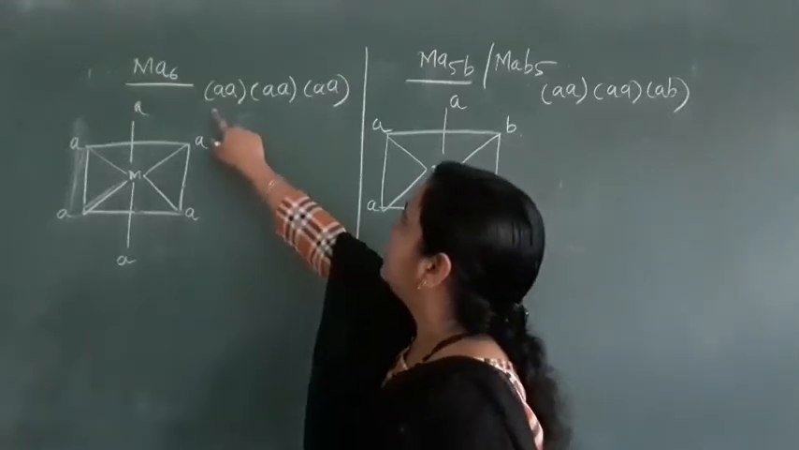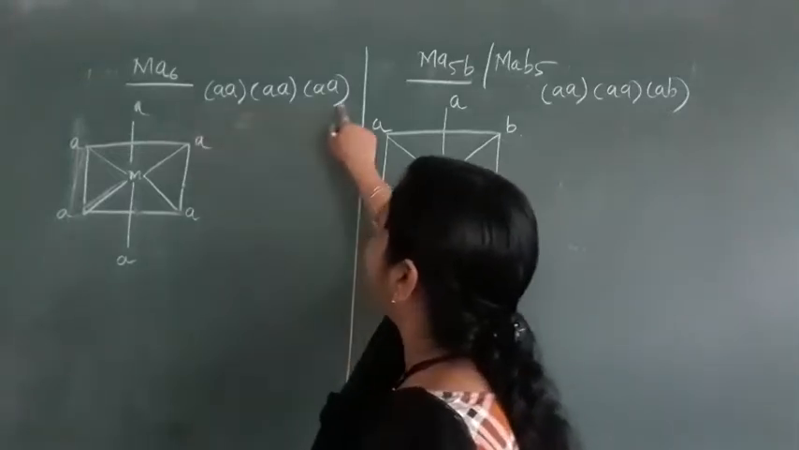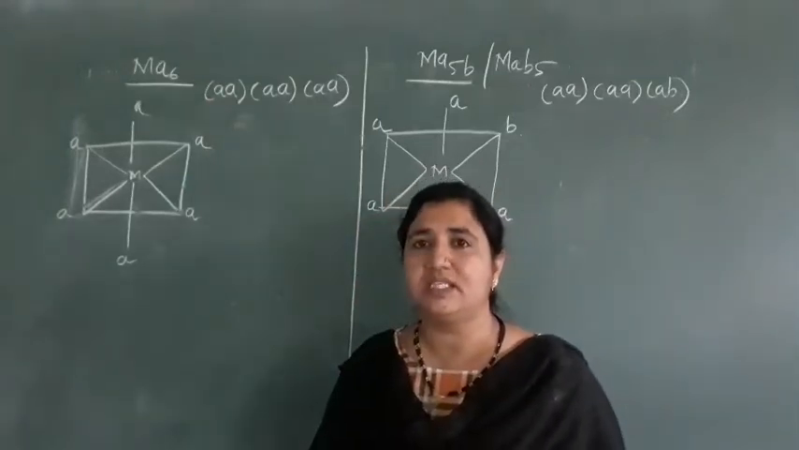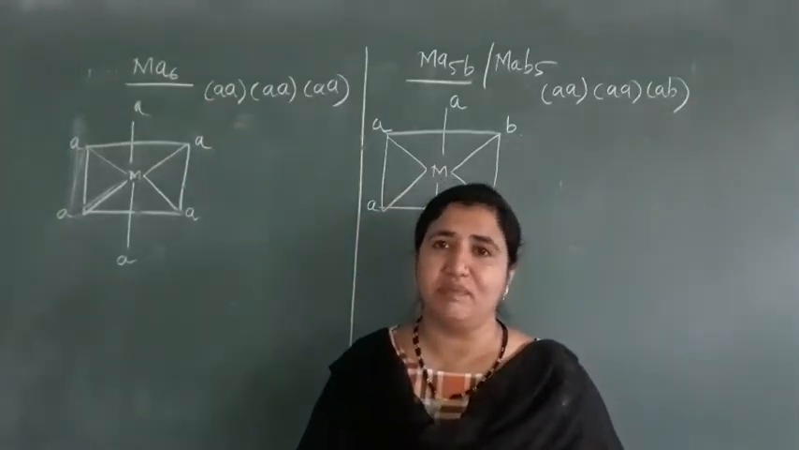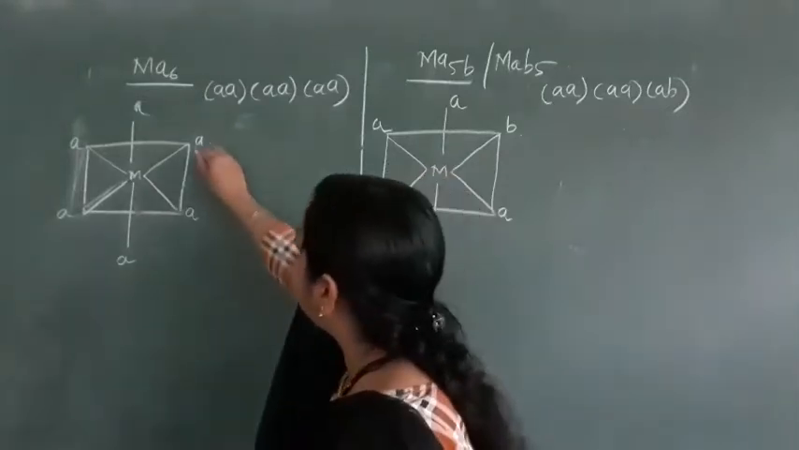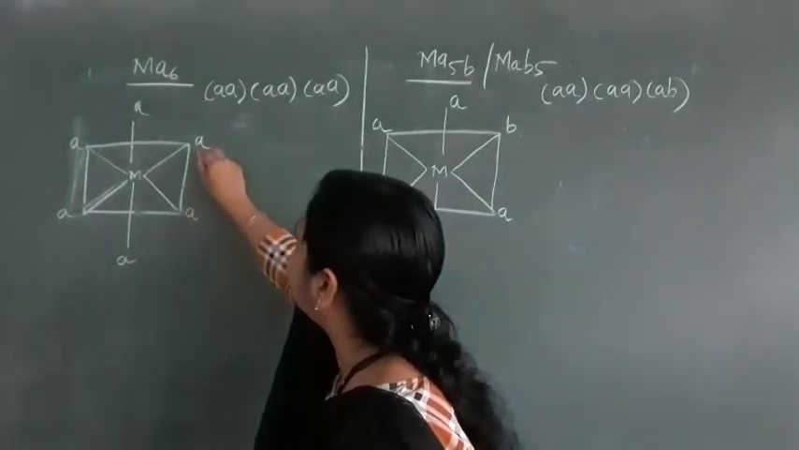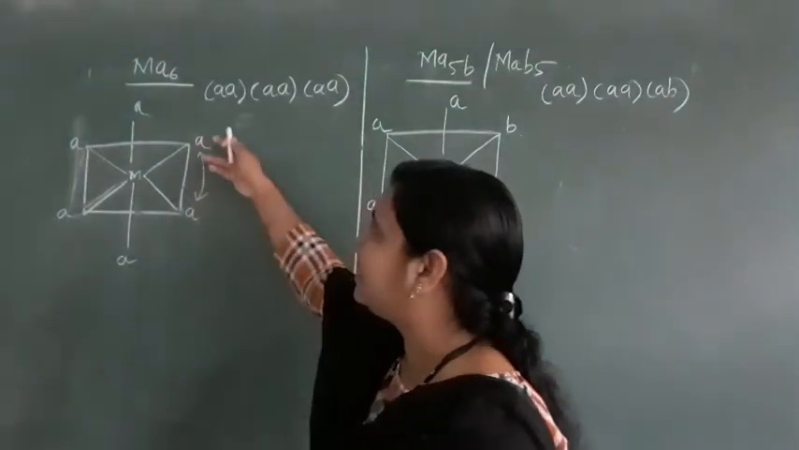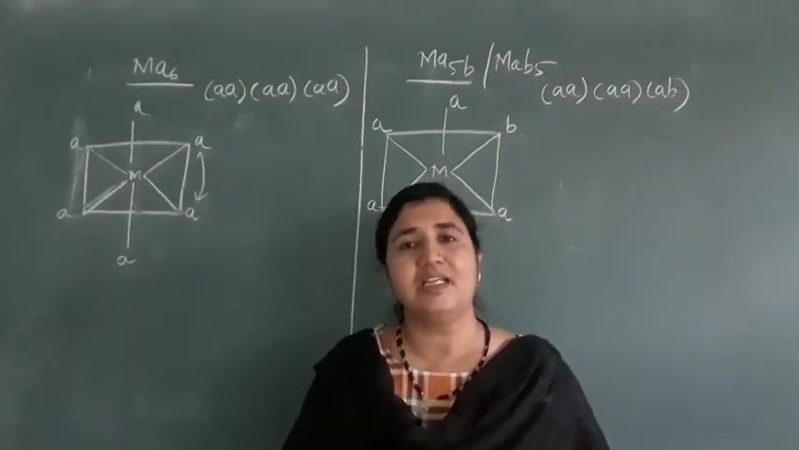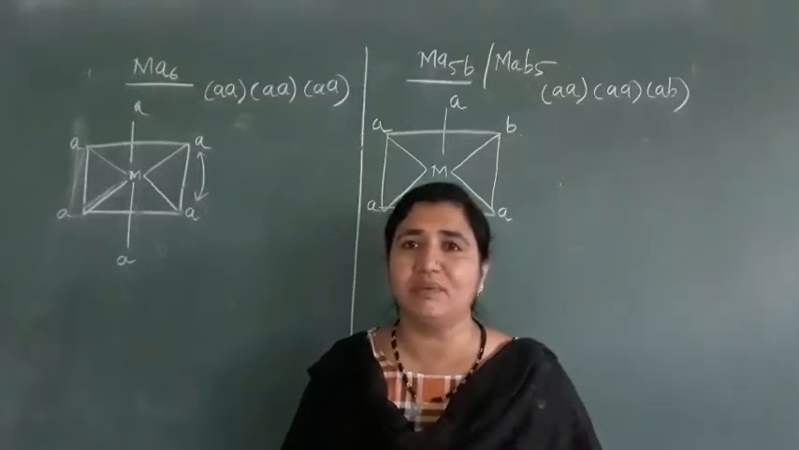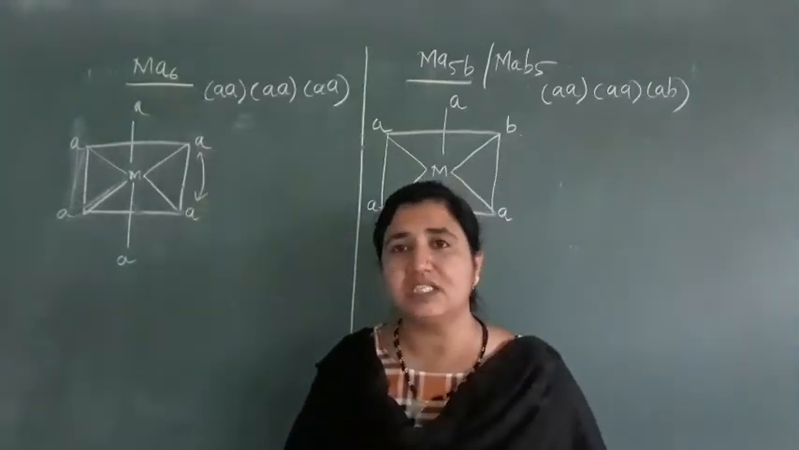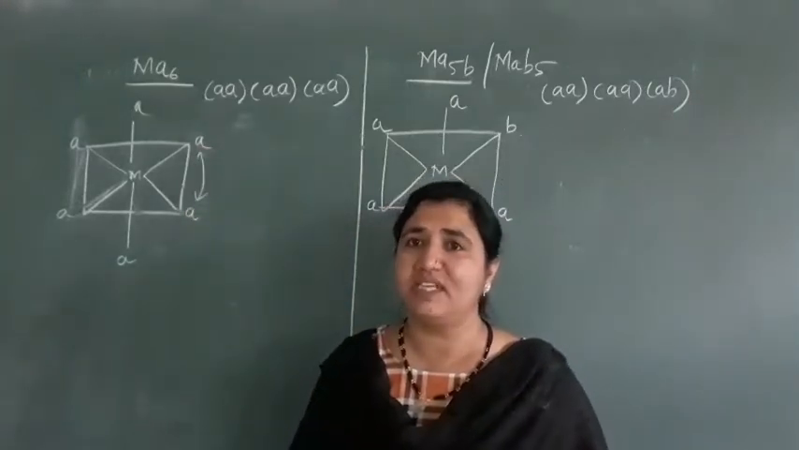That many will be the geometrical isomers. So in this case we have only one type of combination, AA. No other combinations are possible. That means there is no geometrical isomerism for this MA6 type, where the ligands are the same. If we change the position of these ligands, or just flip this one, we will get the same structure. When changing the position changes the structure, that is called geometrical isomerism. But here there is no change in the structure, so no geometrical isomerism here.